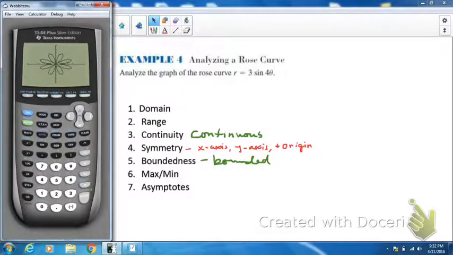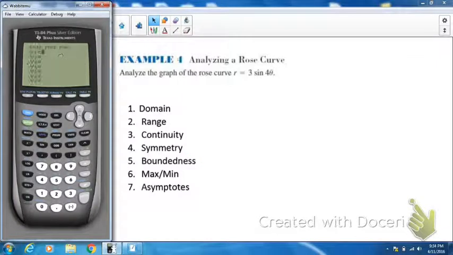Okay, and then for the max and min, that's when we kind of have to get a little bit sneaky, and we're going to graph it in the rectangular coordinate system. Now when I change my coordinate plane, my old responses are going to erase, but you can always rewind. Okay, so I'm ready to input my equation. Again, I'm going to change the r to a y and theta to x. So 3 sine x. And I'm going to go ahead and graph that.